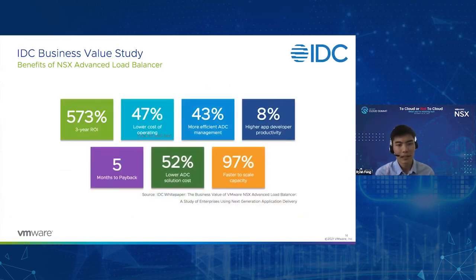And this is going to be an aggregate score. This is actually a study done by IDC, and these are some of the figures based on the survey that was done on NSX ALB itself. So you can see that the ROI is quite incredible. Over 3 years, they stood to achieve close to 600% ROI. The cost of operations itself was dramatically reduced, where you can see here it is about 47%.